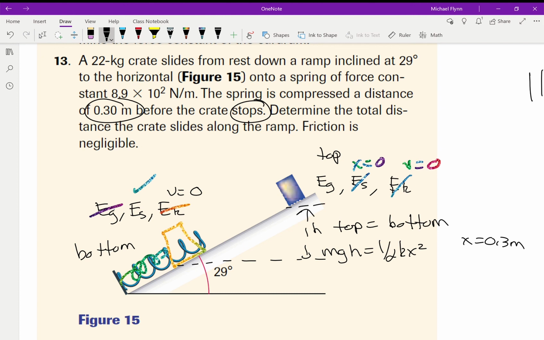Let's say this is the distance, call it d, before it touches the spring, but it's also going to slide x, right? Like that. Okay. So now the thing is that this makes a right angle triangle.